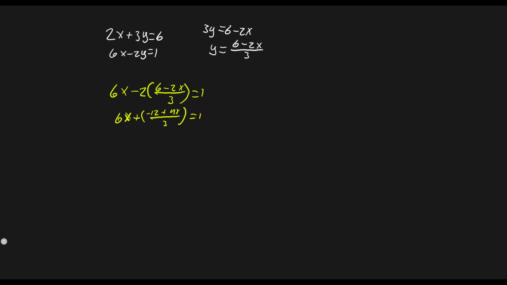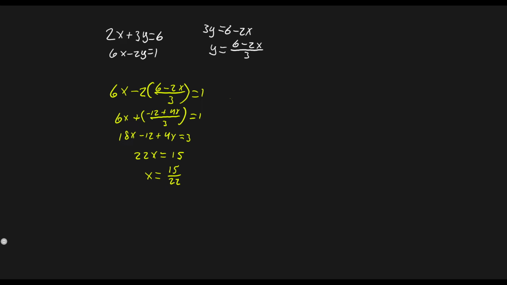And what we will do now is multiply by 3, where we will end up getting 18x minus 12 plus 4x is equal to 3. And now we'll add 12 to both sides of the equation and combine the x terms, where we get 22x is equal to 15, where we could just find x easily by dividing by 22 now. So we have x is equal to 15 divided by 22.